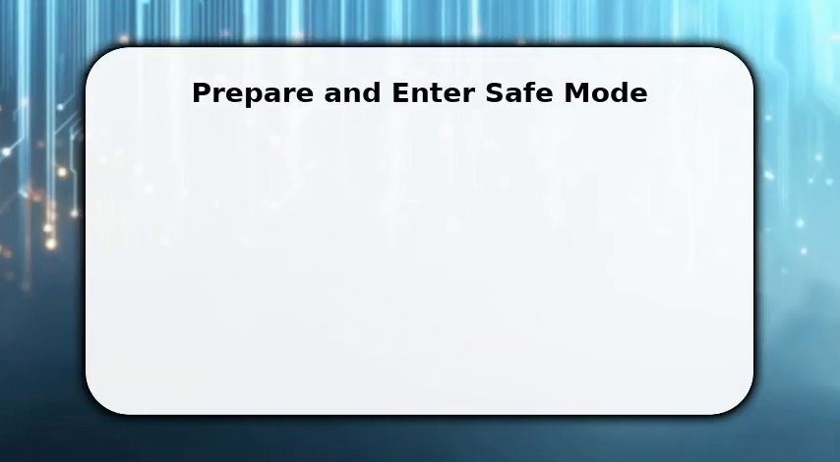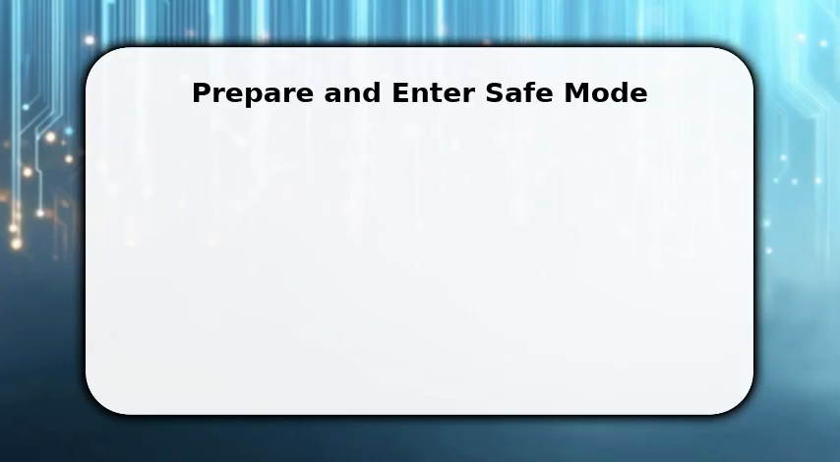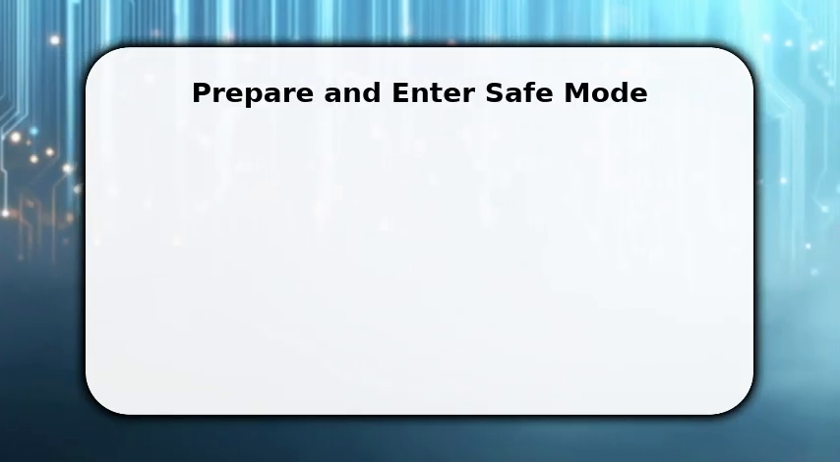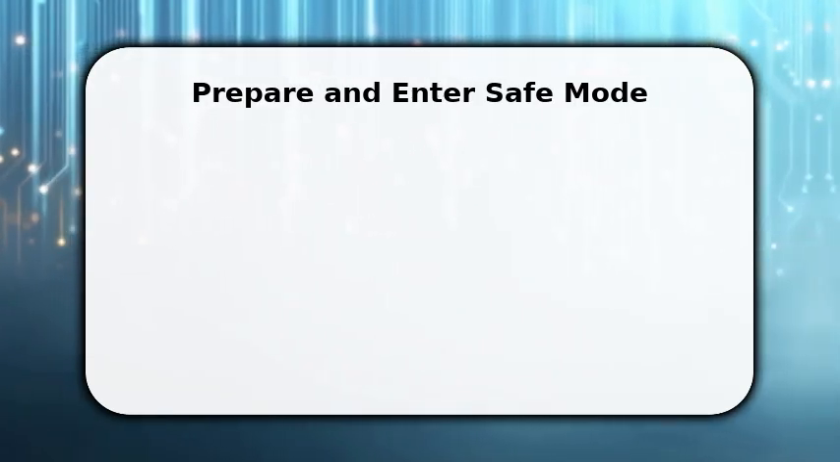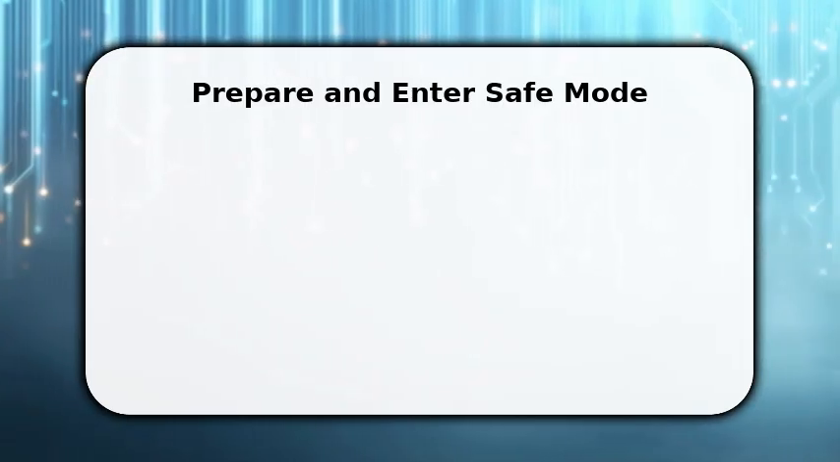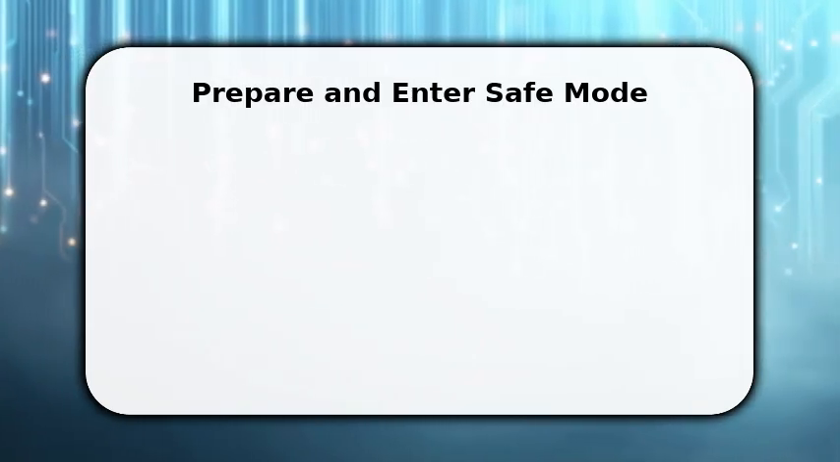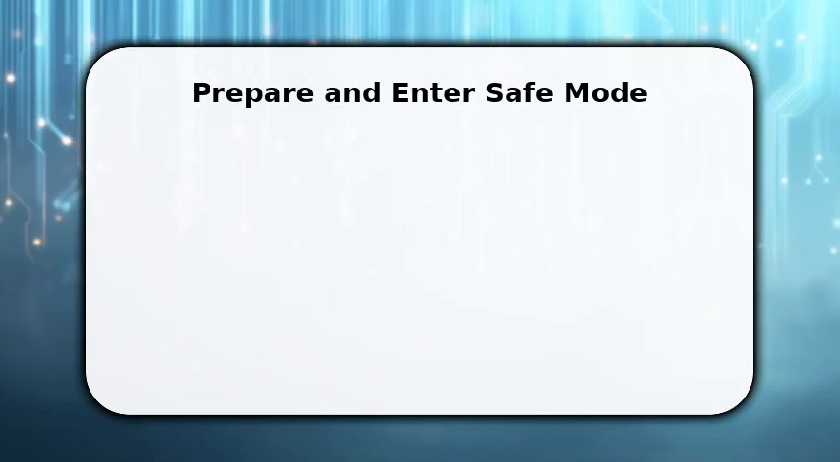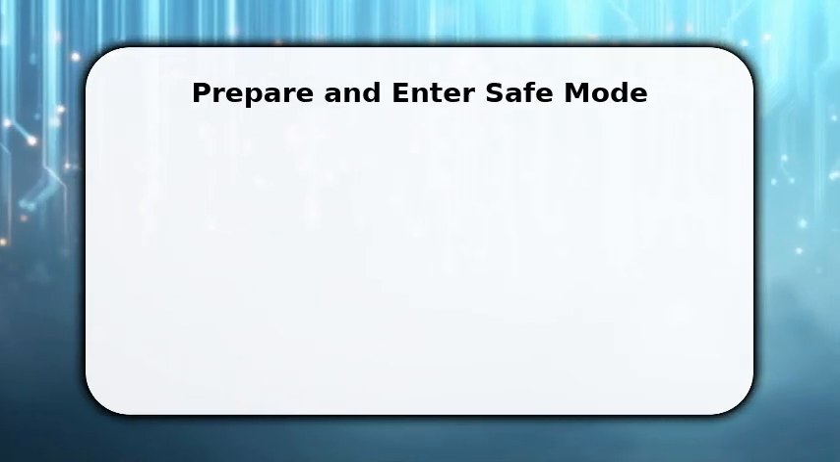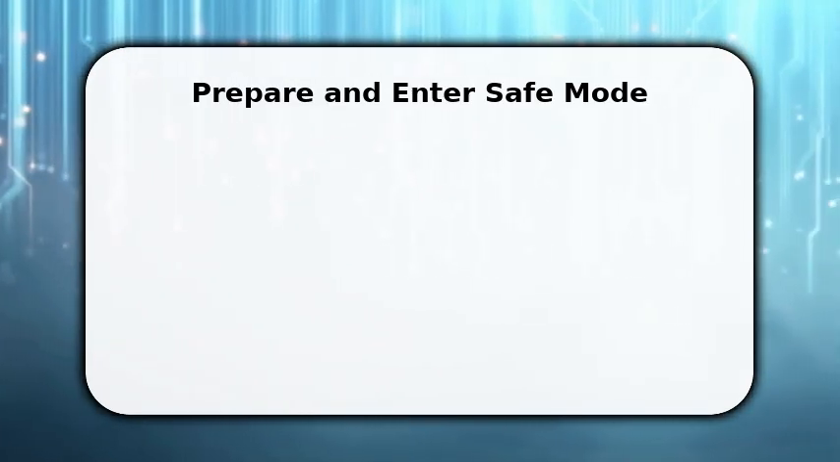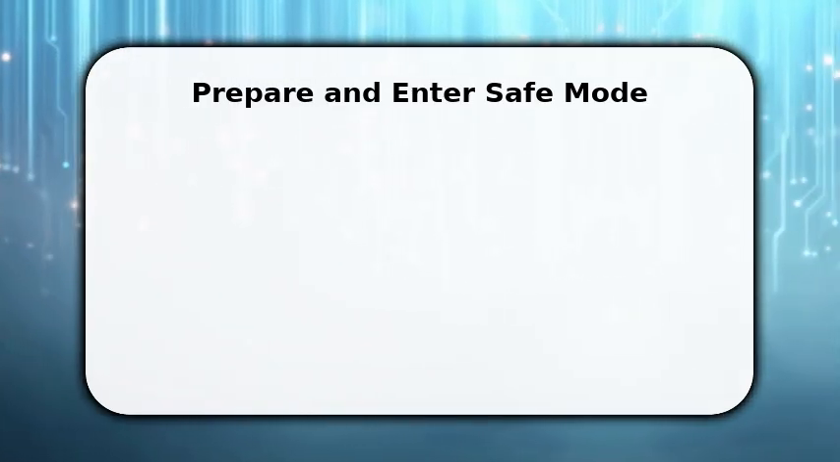You start by making sure the phone has power and background tasks are minimal. This reduces interruptions. Then press and hold the power button until the power off menu appears. Once visible, press and hold the power off option. This invokes the safe mode prompt. You will see a confirmation. Accept it to reboot into safe mode.